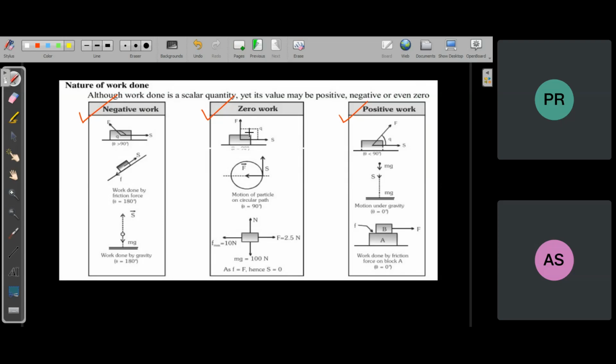See how energy is defined. What is energy? The dot product of... No, energy, not work. What is the definition of energy? The amount of work done per unit time? No, that is totally wrong. Per unit time is power.